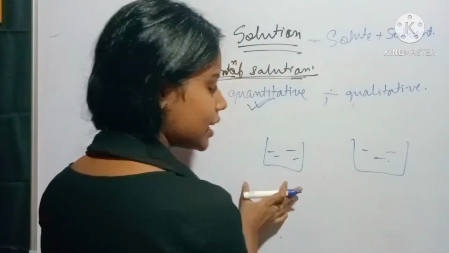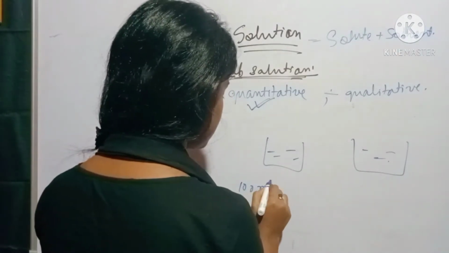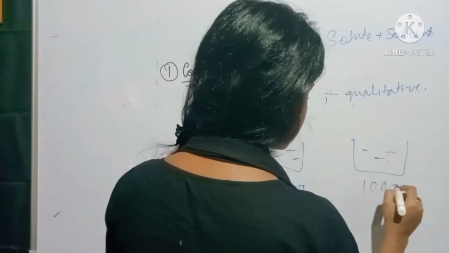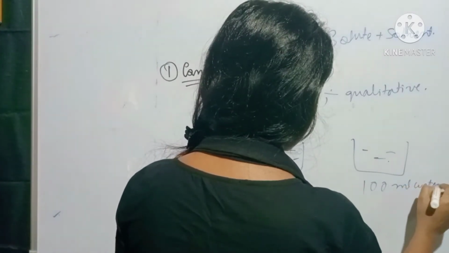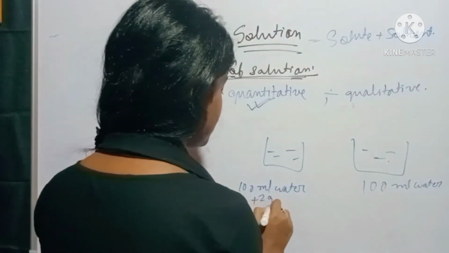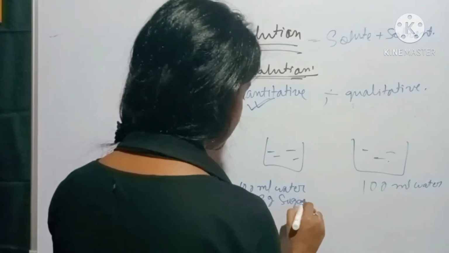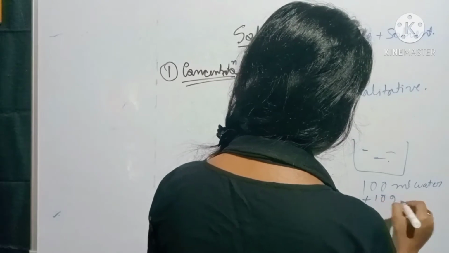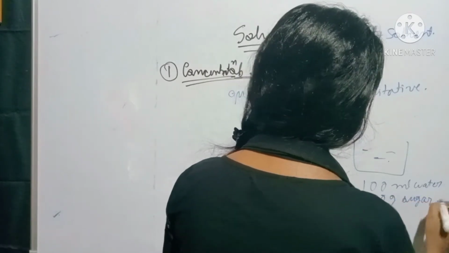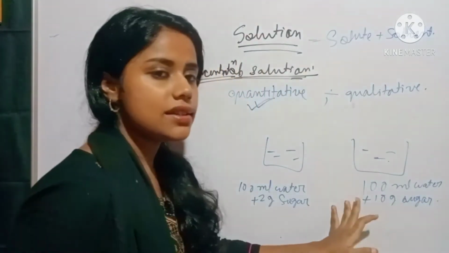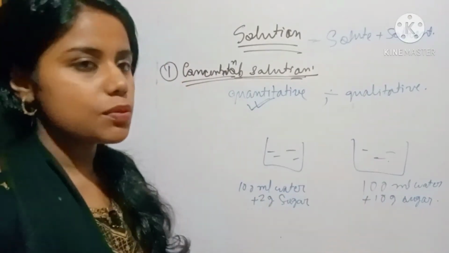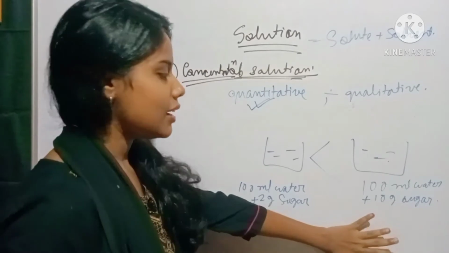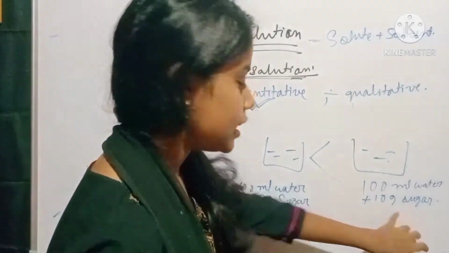Just tell me one thing: if you have two beakers, in the first beaker you have 100 ml water, and in the second beaker there is also 100 ml water. Here we add 2 gram of sugar or salt, whatever it may be, and here we add 10 gram of sugar. So what do you think, which concentration is more? Obviously this one, right? So here we can tell that this is more concentrated than that.